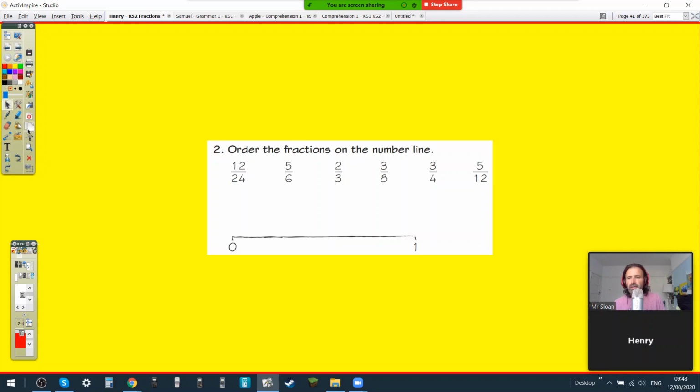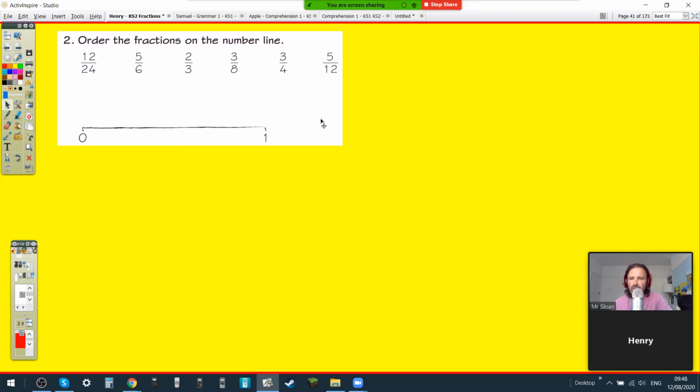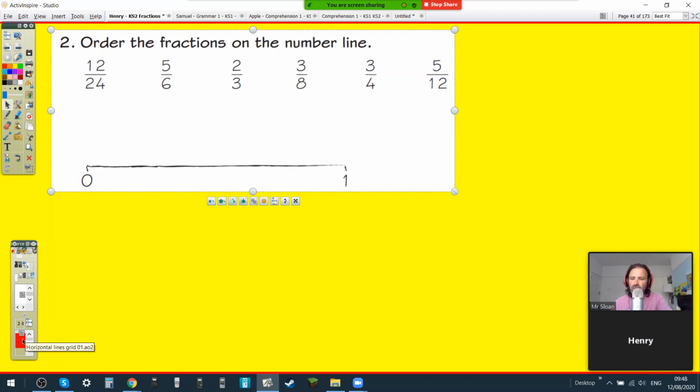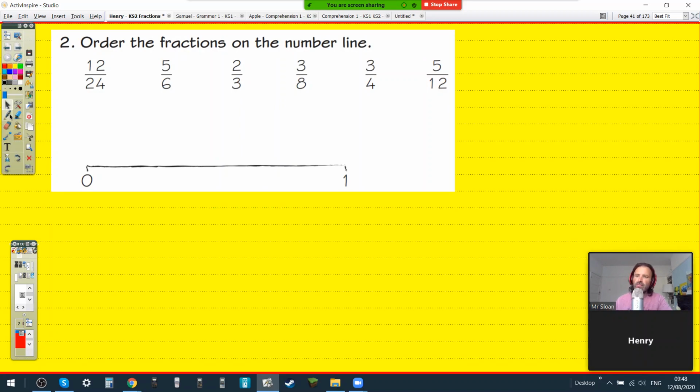Okay. So many fractions. We better do it. Oh wait, I can write on it. Should I write where I'm gonna put the things? Okay, you can. I just noticed I can write on the board because we've got a shared screen.